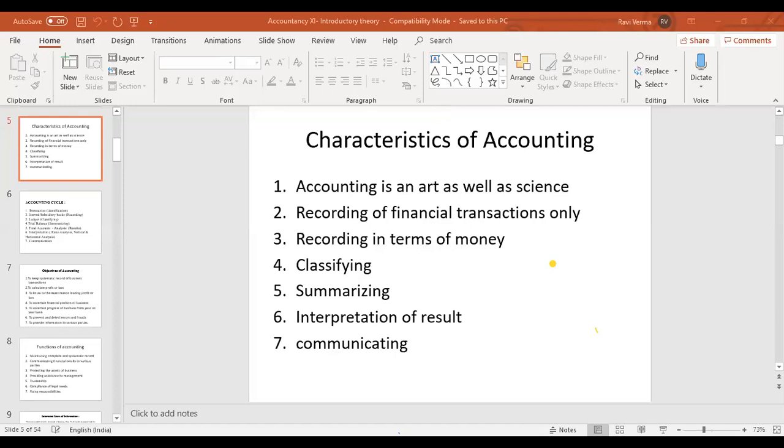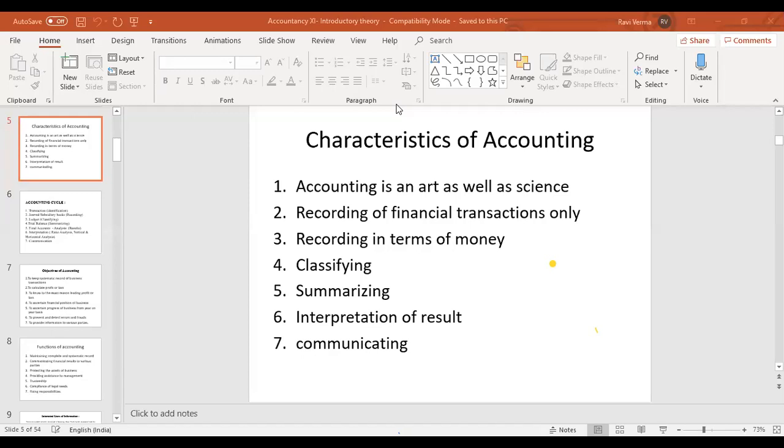So what I was saying is कि आप बात कर रहे हैं फर्स्ट पॉइंट की, फर्स्ट अपना जो हमने कैरेक्टरिस्टिक पढ़ा, दैट इज अकाउंटिंग इज एन आर्ट एज वेल एज साइंस. तो आर्ट मीन्स इट गिव्स यू a point, a scope for modification or creativity. Similarly, like science, accounting also has a body of knowledge, right? Second point is recording of financial transaction only. This is our second characteristic.